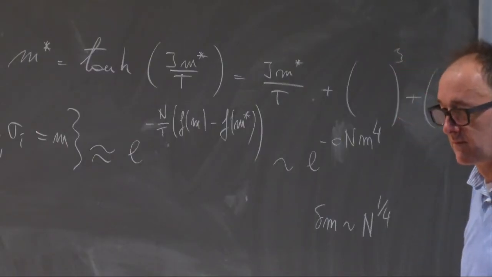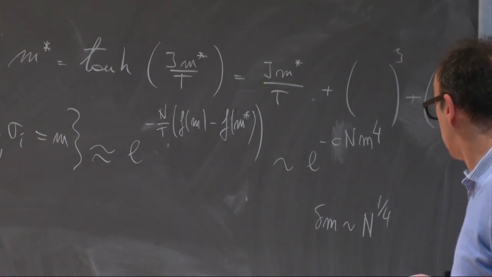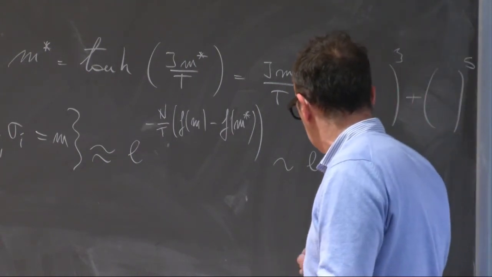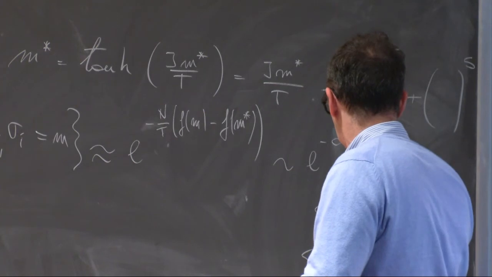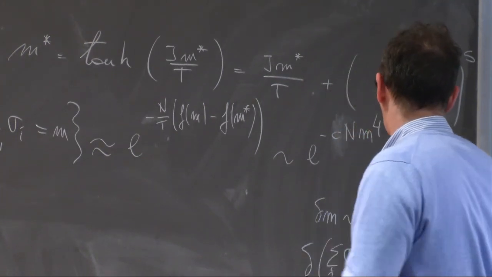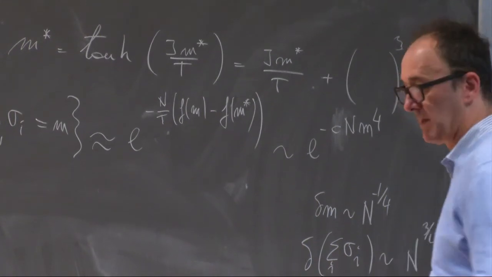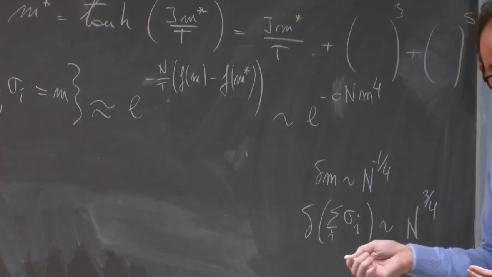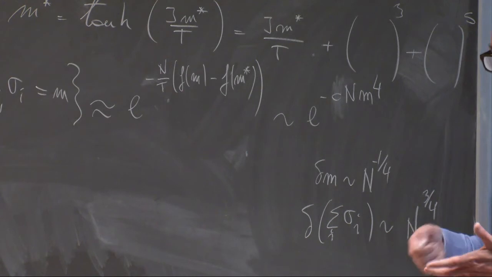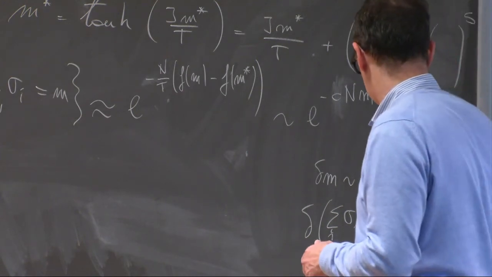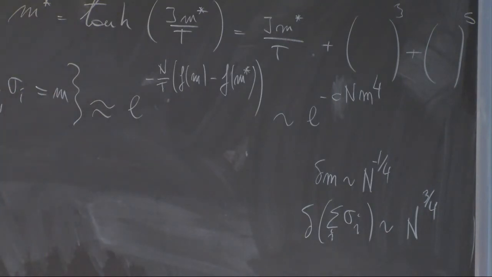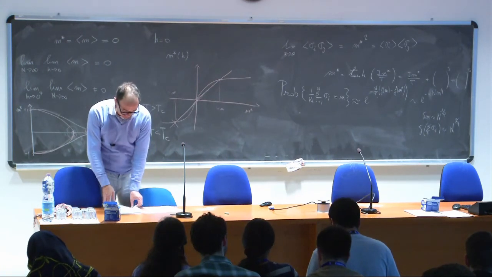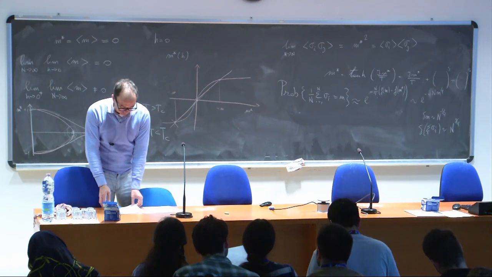So the fluctuations in the total magnetization will be of order n to the 3/4. You have much more fluctuations at the critical point than away from the critical point. So these anomalous fluctuations are at the heart of the non-trivial behavior of systems at the critical point.